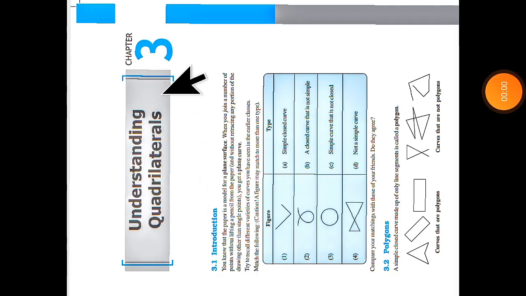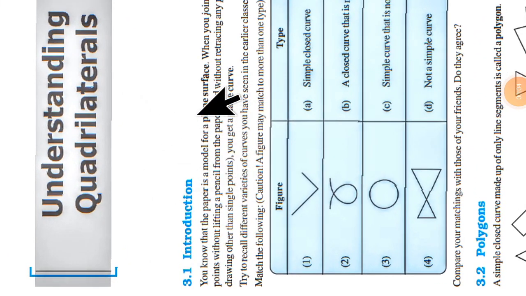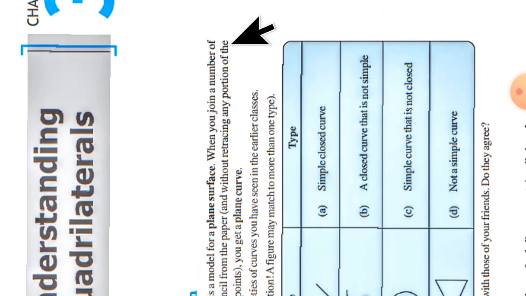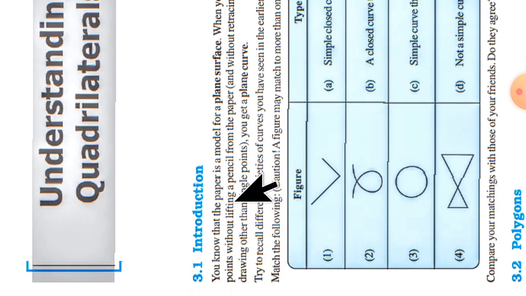Today let us start with chapter number 3, Understanding Quadrilaterals. Now, if you think of a plane surface, which is the example? A paper. The paper is the model for a plane surface. Now, when you join a number of points without lifting a pencil from the paper, what do you get? You get a plane curve.